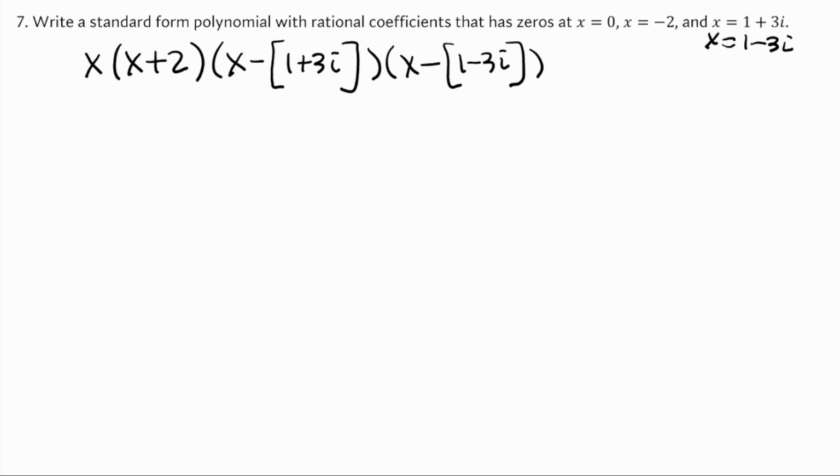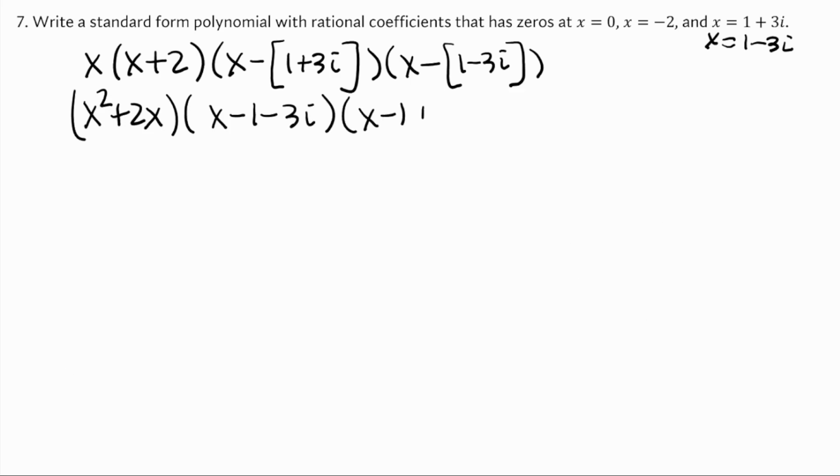And, if it said the leading coefficient was 10, I'd put a 10 out in the front, but it didn't say anything about it, so I'm just going to assume the leading coefficient is 1. And I'm going to distribute the x over the x plus 2. And I'm going to distribute the negatives in these things, so x minus 1 minus 3i and x minus 1 plus 3i. I'm going to set up for some long multiplication for the things with the i's in them. So x minus 1 minus 3i multiplied by x minus 1 plus 3i.